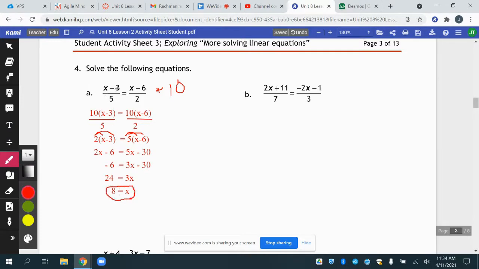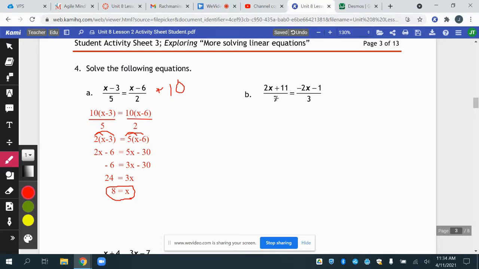We get 8 minus 3 is 5. 5 divided by 5 is 1. 8 minus 6 is 2. 2 divided by 2 is 1. So they both make 1. 1 equals 1. And it does. 1 does equal 1.